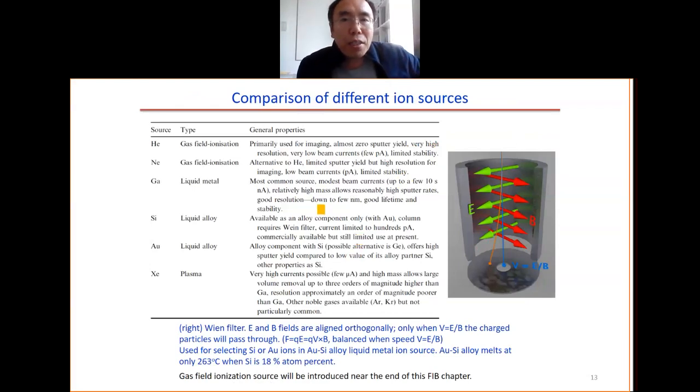So here is the comparison of the different ion sources. We will look at the gas field ionization later on. We have talked about the liquid metal ion source, the gallium. Another choice is silicon and gold. We use a silicon and gold alloy. They always come together. So why do we need a silicon and gold alloy?